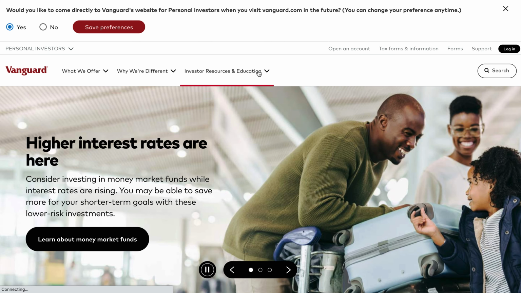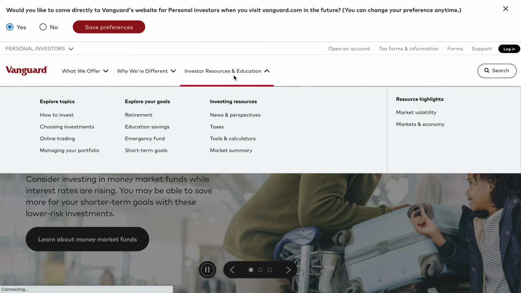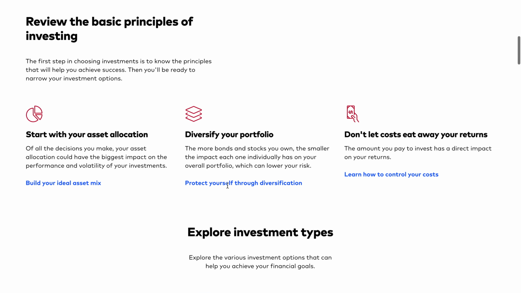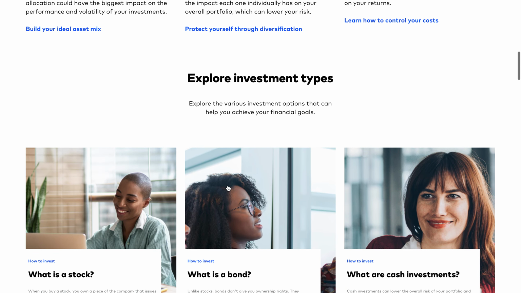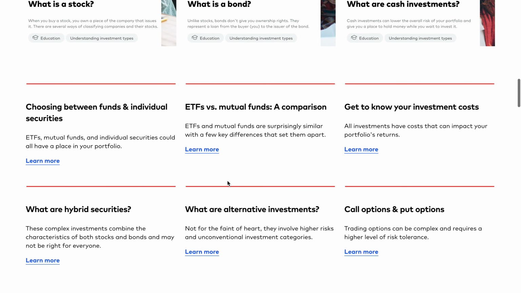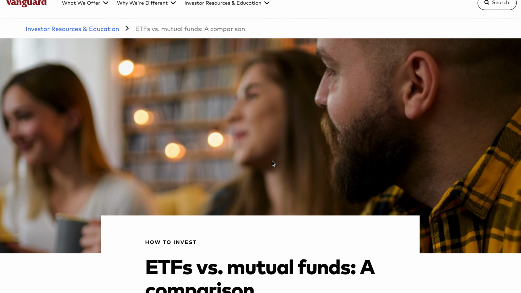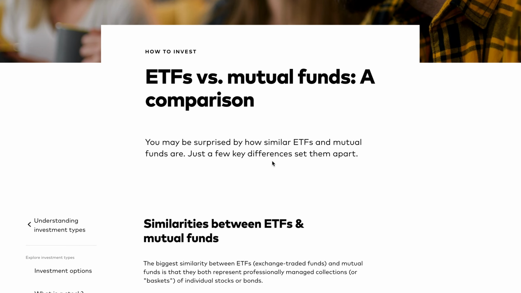All right, so I click personal investors and we're going to do investor resources and education, choosing our investments. Because we're going to be looking specifically at ETFs and index funds and mutual funds, I'm going to click a comparison, click learn more. Okay, so this is comparing ETFs and mutual funds specifically, but for your reference, an index fund.